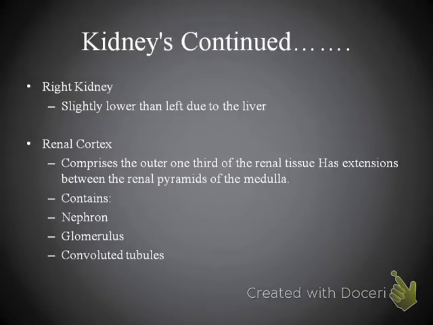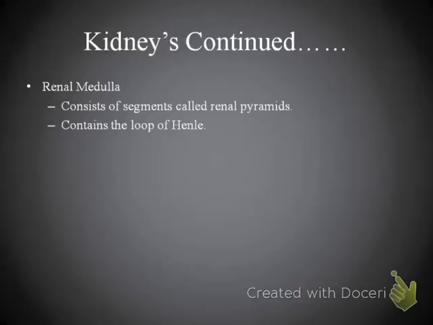The renal cortex comprises the outer one-third of the renal tissue, has extensions between the renal pyramids of the medulla, and it contains the nephron, glomerulus, and the convoluted tubules. And so once again, the cortex is on the out, and the medulla is on the in. The renal medulla consists of segments called the renal pyramids, and it contains the loop of Henle.